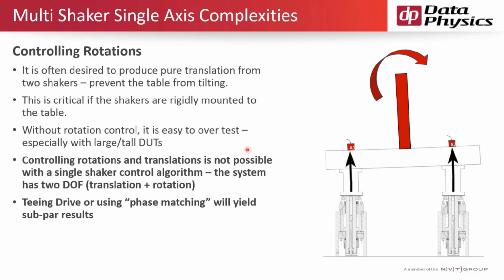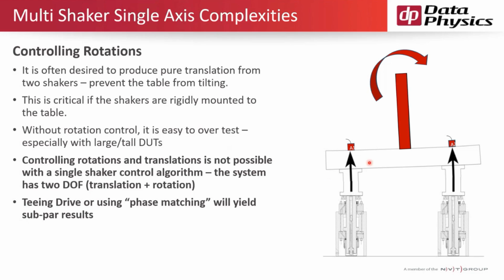But the last complexity that I'm going to touch on is rotations. The most common configuration, the most common desire in a multi-shaker single axis test, is to produce pure translation, to just test your large, massive test article in one axis at a time. I want to excite it up and down, or if your two shakers are pushing on a slip table, I want to excite it in that one axis.